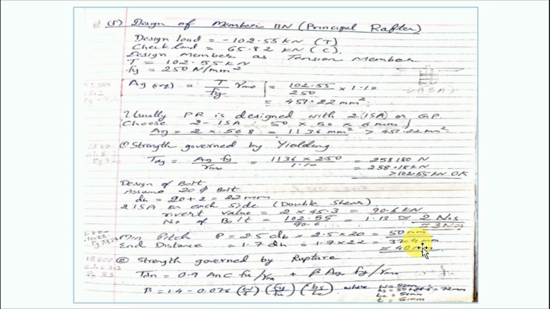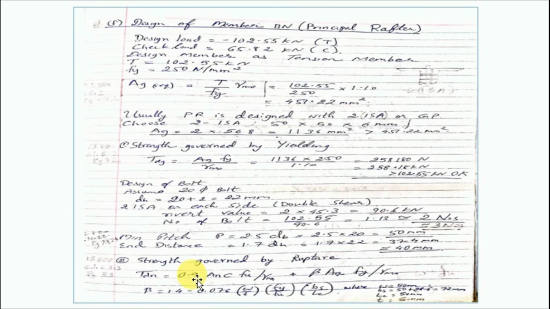We have to find the minimum pitch. Minimum pitch is 2.5 times the bolt diameter, which comes up to 50 mm, and edge distance is 1.7 times the diameter of hole. We are getting 40 mm.